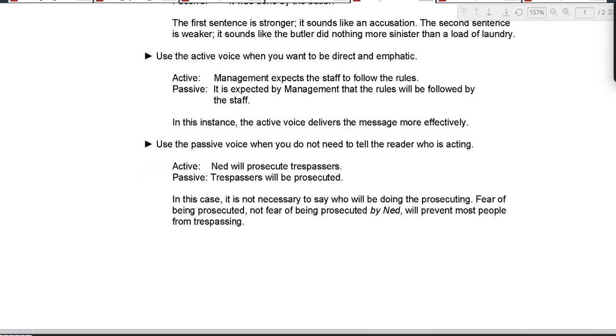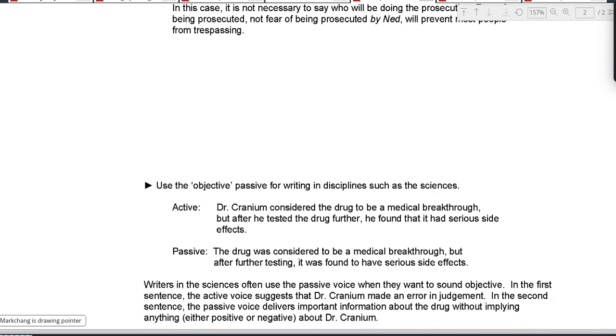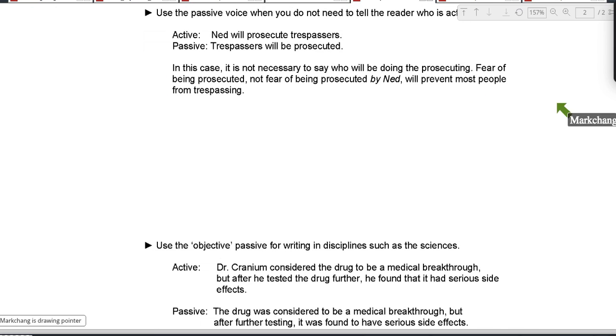Use the active voice when you want to be direct, emphatic and clear. For example, "Management expects the staff to follow the rules." In this case, we need to use active voice because we want to make it clear. There should be no confusion, no doubt.